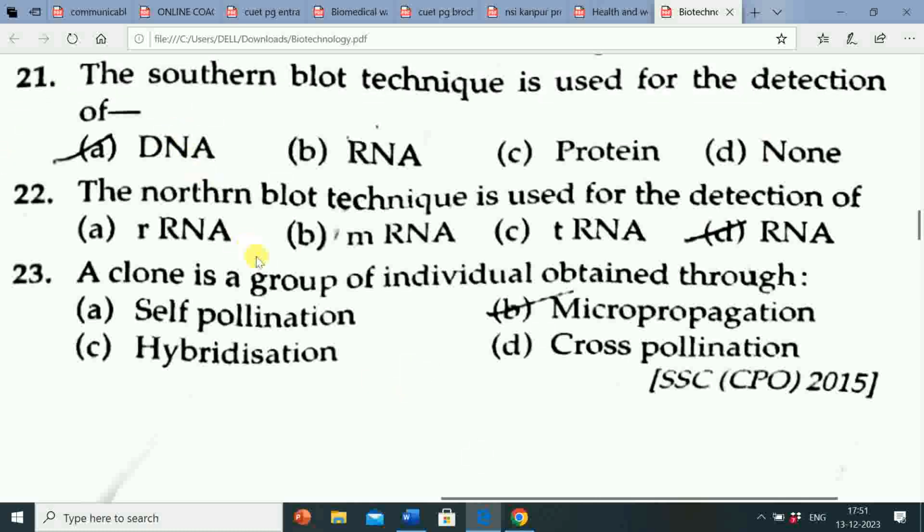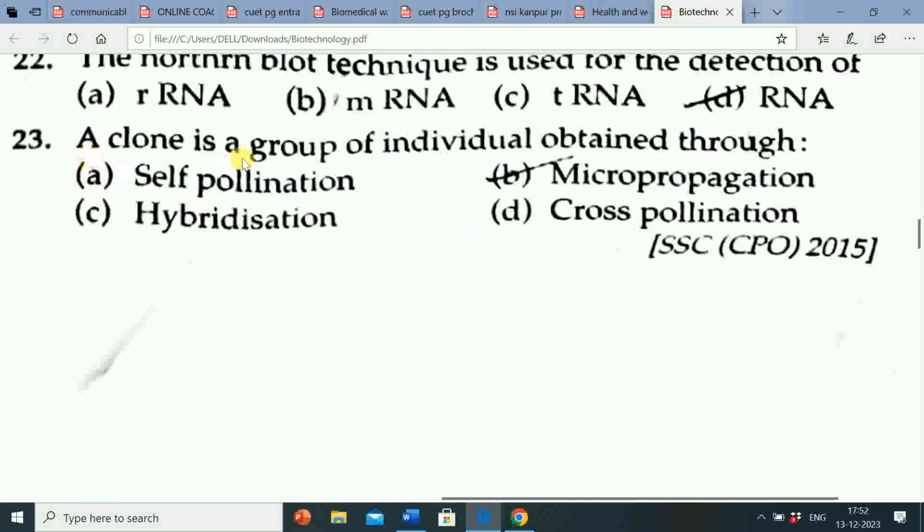The next question is: the Northern blot technique is used for the detection of: option A RNA, option B mRNA, option C tRNA, option D RNA. So the correct answer is option D, RNA. The Northern blot technique is used for the detection of RNA, that is ribonucleic acid.